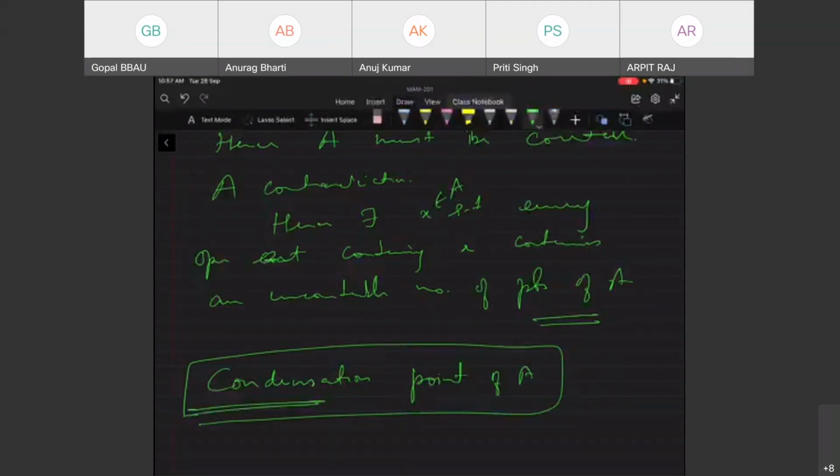So I will stop here. We will meet on Thursday. On Thursday I will take class at 8 a.m. I will take class in the morning, then in the afternoon we will have that lecture. Okay.